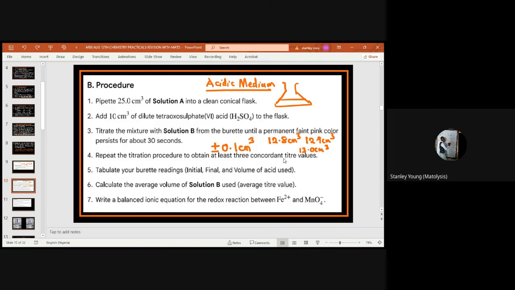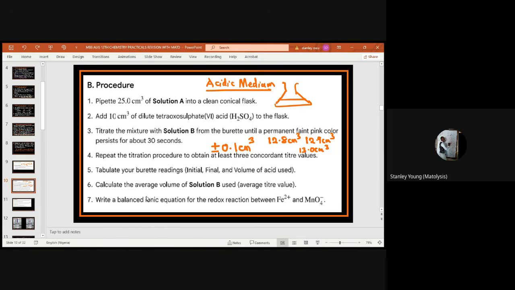So for the sake of JUPEB, use plus or minus 0.1. In some chemistry practicals, you still see plus or minus 0.2. But for the sake of JUPEB, focus on a plus or minus 0.1 difference. Tabulate your burette readings. You have the initial, final, and the volume of acid used.